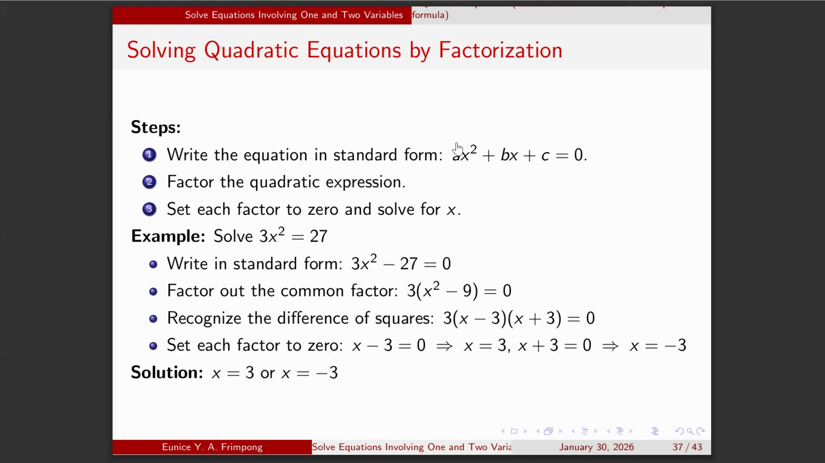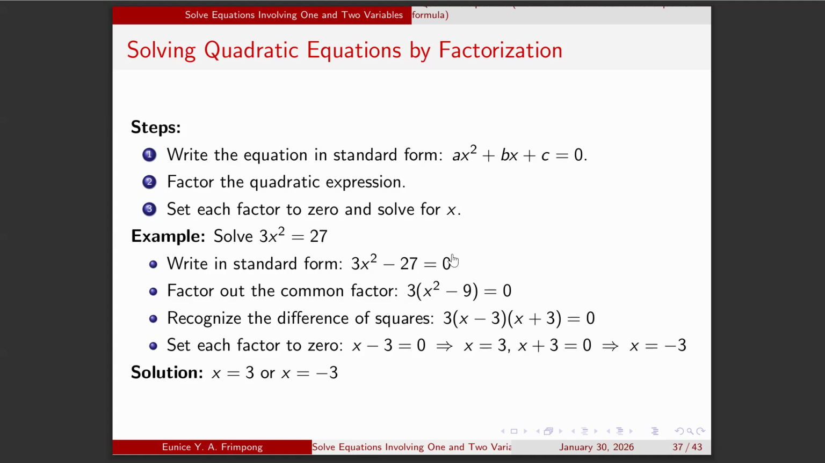Okay. Let's try using the method of factorization. As an example here, solve 3x squared equals 27. So what I can do is make it look like a quadratic equation by bringing this 27 to the left-hand side so that I can have 0 on one side of the equation. So if I bring 27 here, it becomes minus 27. So I have 3x squared minus 27 equals 0.